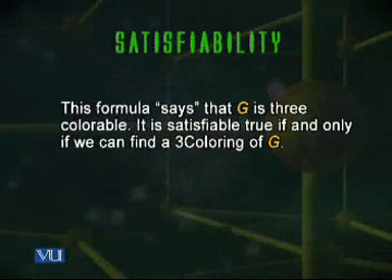So this is a formula which is satisfiable if and only if the graph is three-colorable. So the formula actually says that the graph is three-colorable. It is satisfiable if and only if we can find a three-coloring of G. Once we have done that, note what we were doing: all we have done is translation. We took a problem in graph theory and converted it to a satisfiability question.